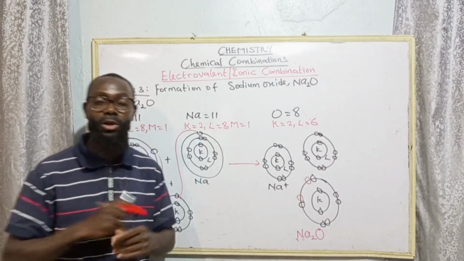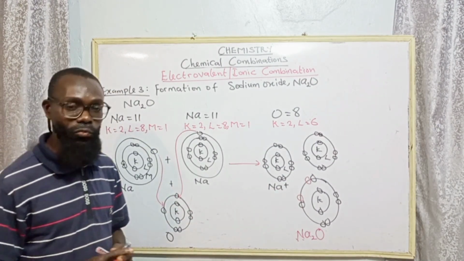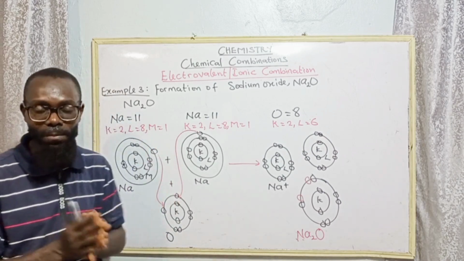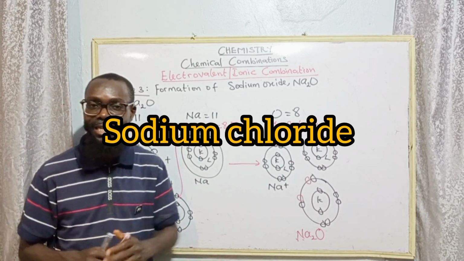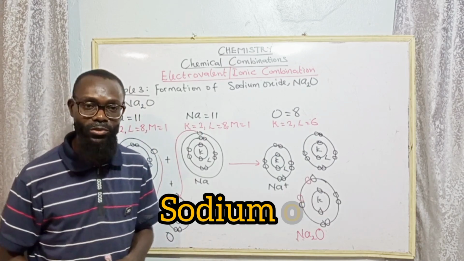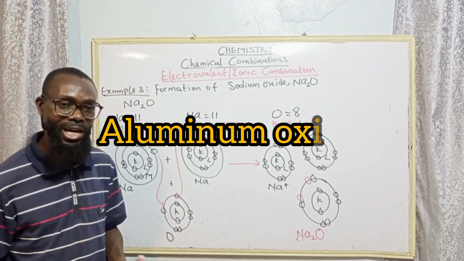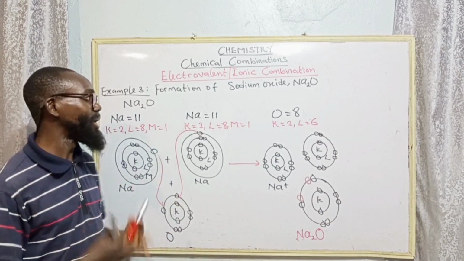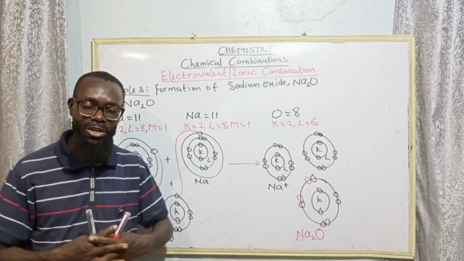Don't forget, we have other examples. So far, they are combinations of metal and non-metal, talking about sodium chloride, calcium fluoride, sodium oxide, aluminum oxide, and so on. They are examples of electrovalent or ionic combination.